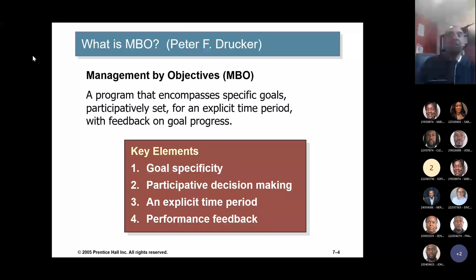Of course, key elements of MBO include goal specificity, participative decision making, and of course, an explicit time period when that goal should be completed, and of course, performance feedback. There should be performance feedback.